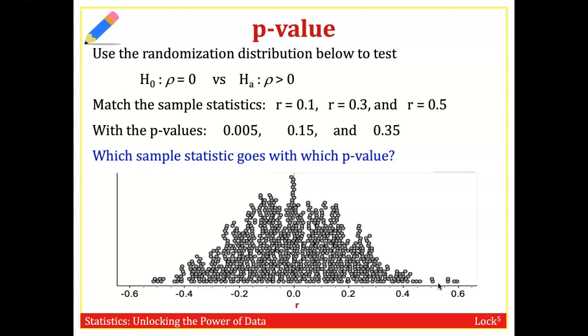Pause the video and think about this question. This is for the correlation coefficient. Use the randomization distribution shown here to test rho equals 0, excuse me, versus the alternative rho, the population correlation, greater than 0. So I want you to match the sample statistics r with the p-value, given the logic that we've been talking about. Which sample statistic goes with which p-value? Okay, so give that a try, and I'll come back to you.